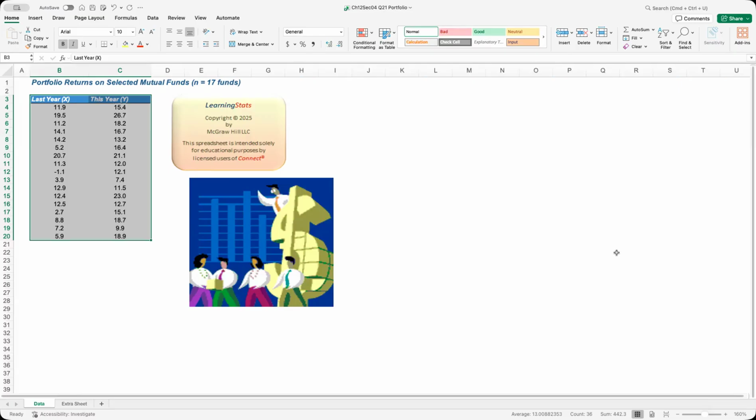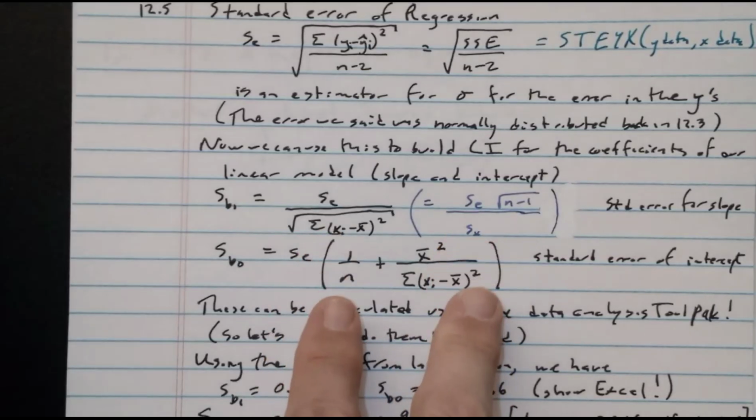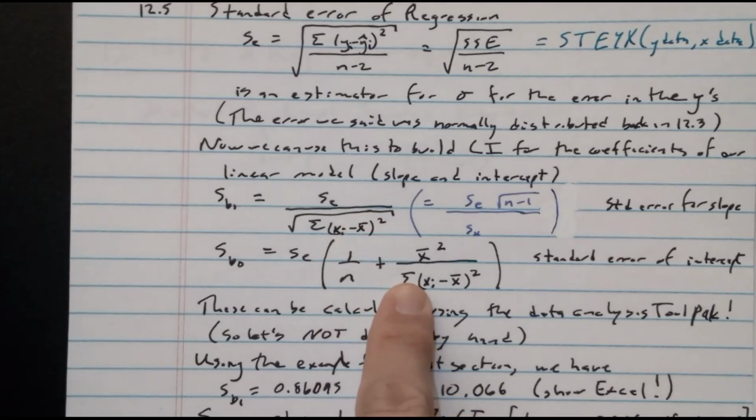But in order to do a confidence interval, I need a standard error. That was what we did to find the z and all that stuff for confidence interval. I do not want to do this by hand, ever. The formulas for confidence interval will require me to do standard error. This is the standard error for my slope. This is the standard error for my intercept. I don't want to do this.